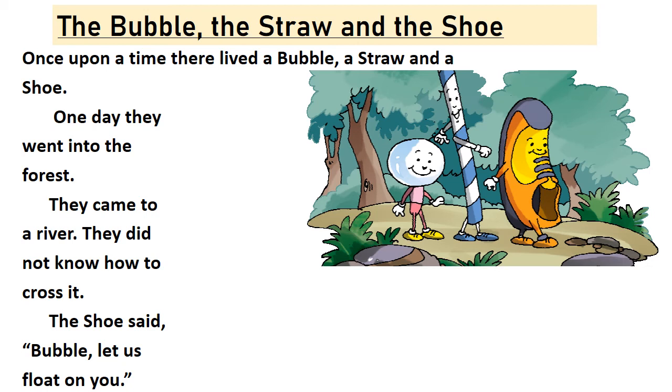The bubble, the straw and the shoe. Once upon a time, there lived a bubble, a straw and a shoe. One day, they went into the forest. They came to a river. They did not know how to cross it.